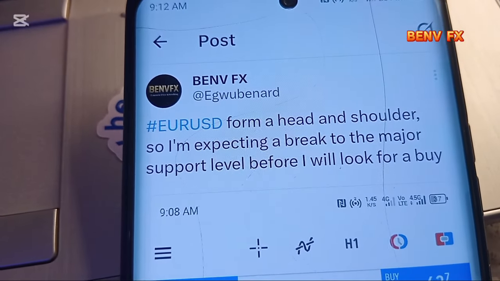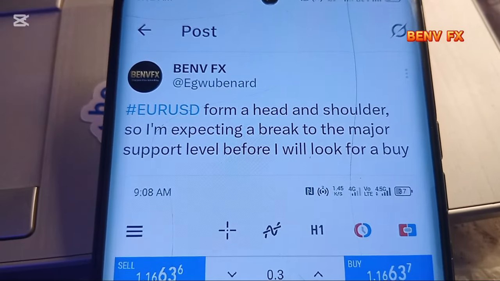After I do that analysis on Euro USD, I screenshot it and I update my people on X, which was Twitter before, but now X. This is what I told them on X. This is what I wrote. This is benvfx here. If you want to search for me on Twitter, this is it.